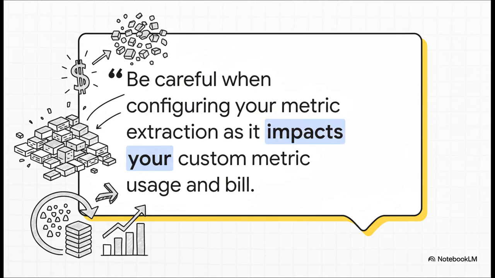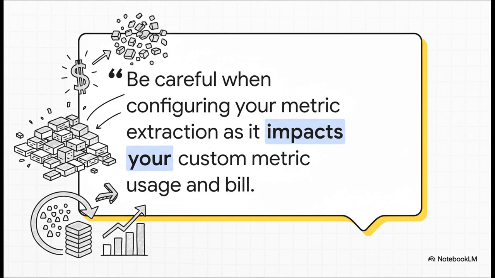Okay, now for that pro tip. And seriously, this is a super important warning. It comes straight from the AWS docs. Be very, very careful with what you choose for your dimensions. If you use a dimension with high cardinality, that's just a fancy way of saying it has lots of unique values, like a request ID or user ID, you can get into trouble.